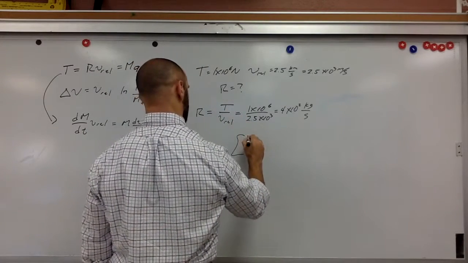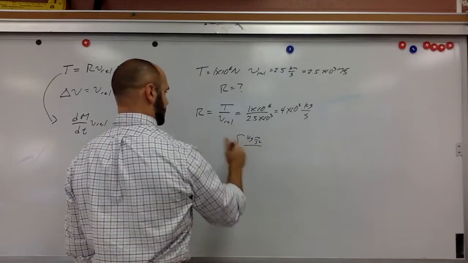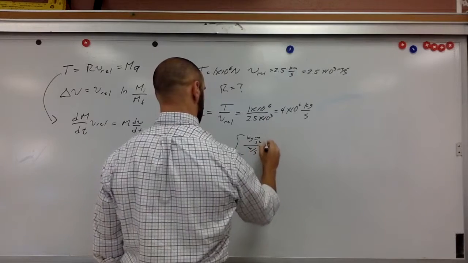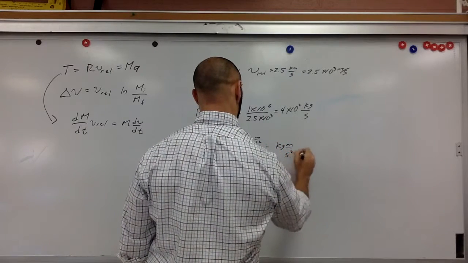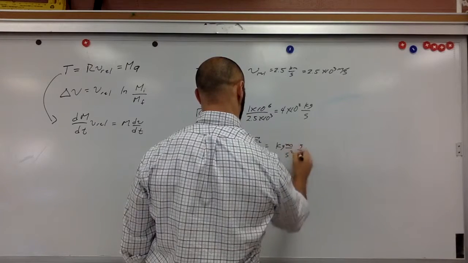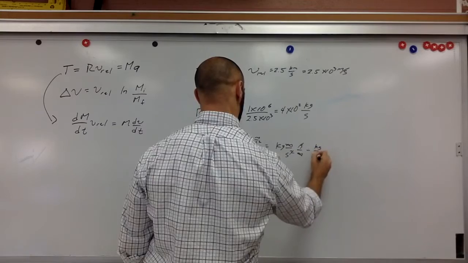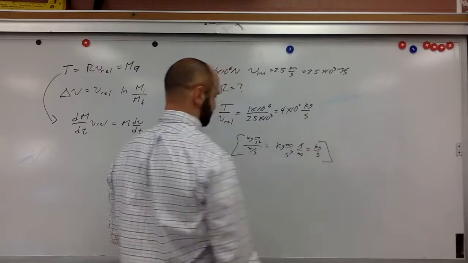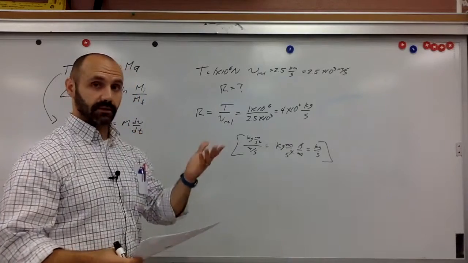Thrust is newtons, so it's kilograms meters per second squared. And then V rel is meters per second. So this is kilograms meters per second squared, seconds per meter. So these cancel out, and we're left with just kilograms per second. So the equation works in terms of the units, and that's a good thing.